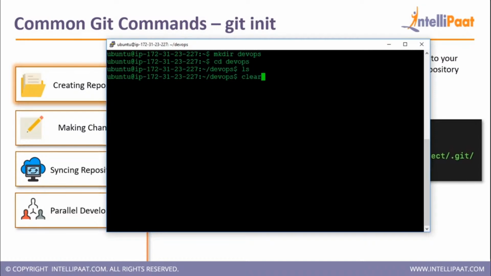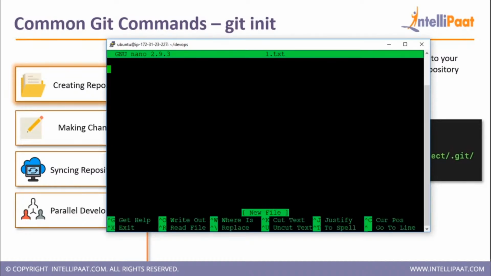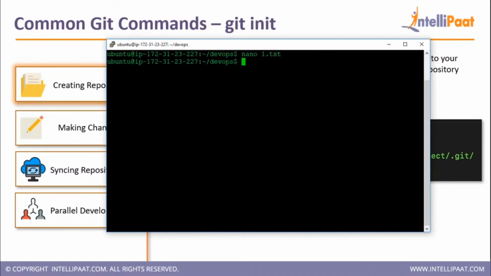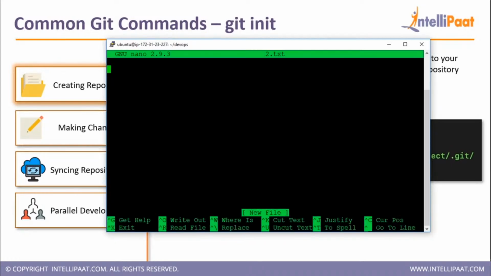Let me just clear the screen. Now let us add some files. Say I use nano to add a file called 1.txt, and let us say hello world in it. So this is our first file. Okay, now let me add one more file. Let us add a file called 2.txt with nano, and let's say hello from Intellipaat. Okay, so this is a file that we have added now.